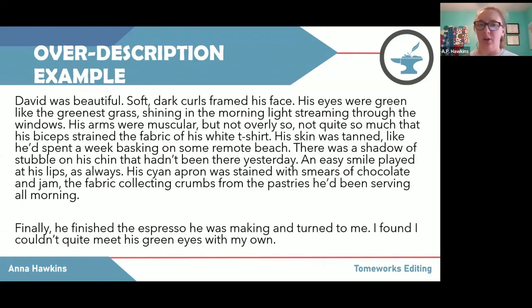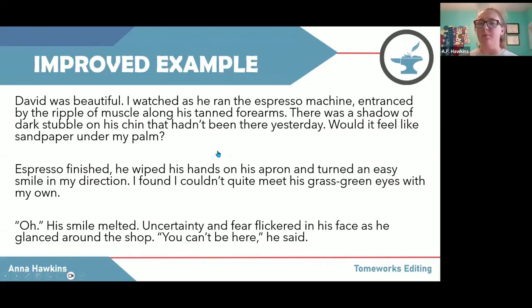the plot doesn't go anywhere. The description starts and we don't even know that he's making espresso until we get to the very end. We don't even know that he's working in presumably a cafe until we get to the last sentence of that first paragraph, where he's wearing an apron that has pastry crumbs on it. So, the plot is taking a pause for us to really get a good look at this character, and we're not moving it forward. So I have rewritten this example as well, being more judicious with the description.